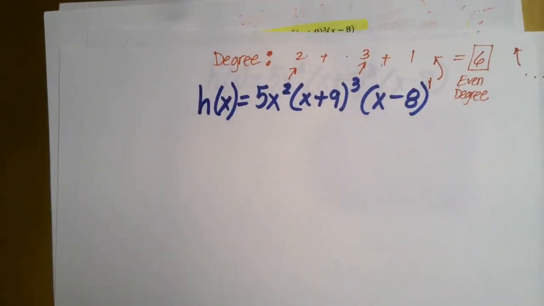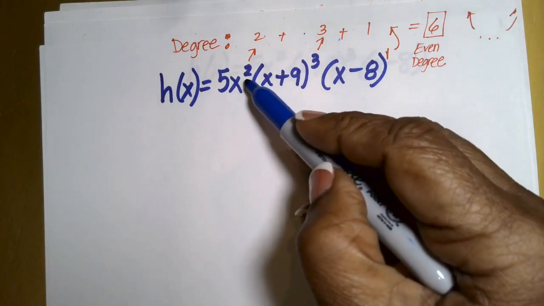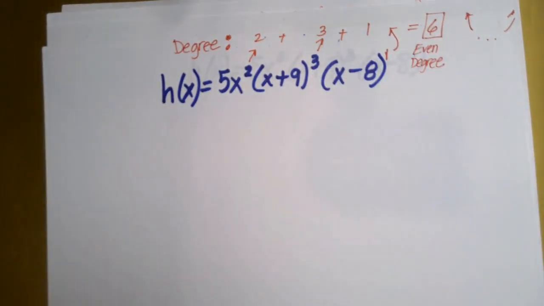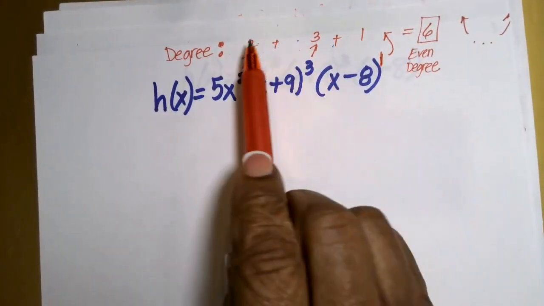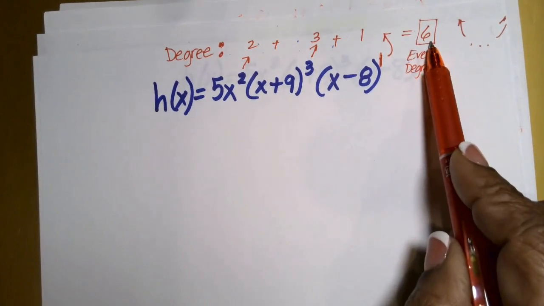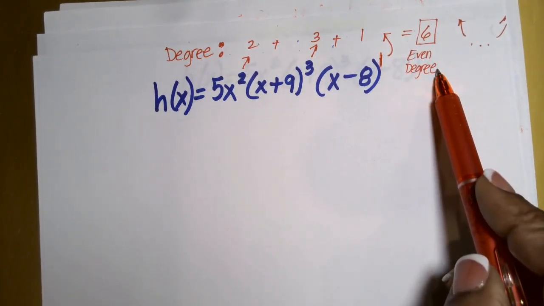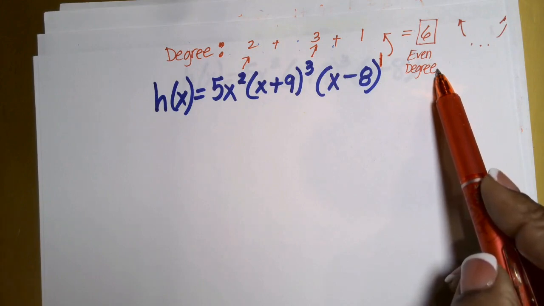So here we go. We need to figure out the degree of this function, so we consider the powers on all of the factors. We have a power of 2 on x, a power of 3 on the quantity x plus 9, and an understood power of 1 on this final factor. When we add those powers up, we get 6. So the degree of this function is 6. That is an even degree, not an even function, but an even degree of the function.